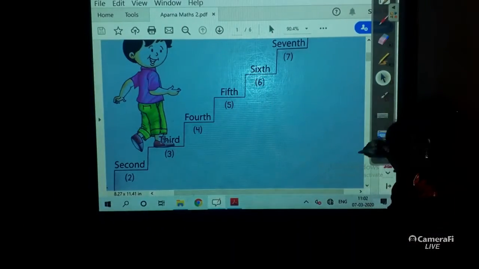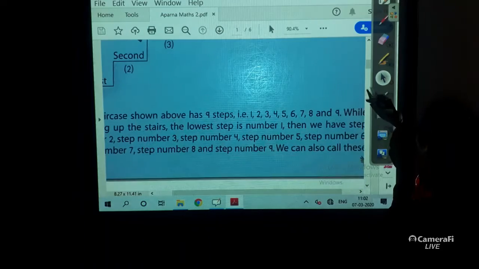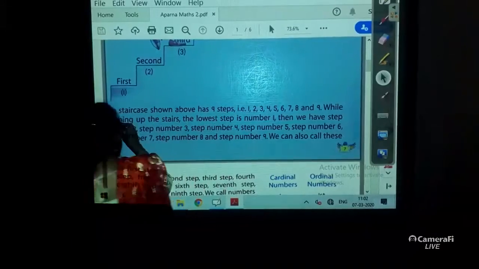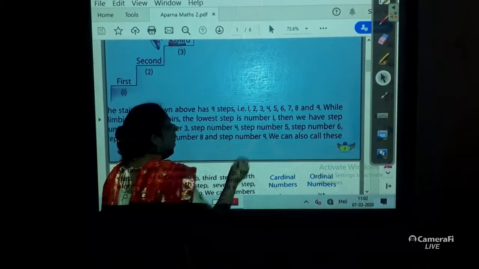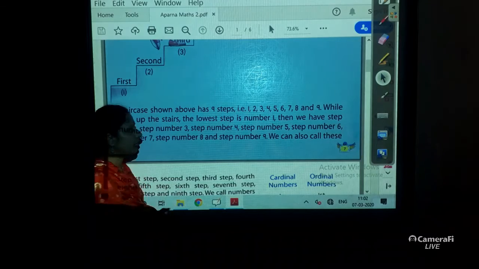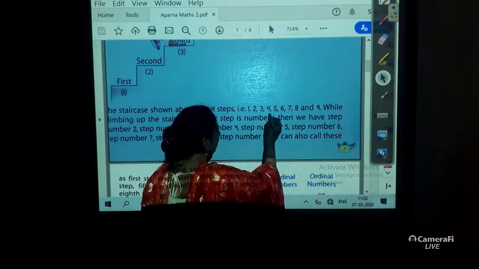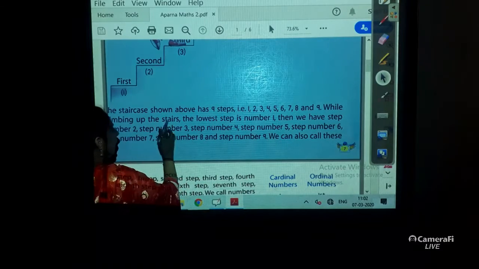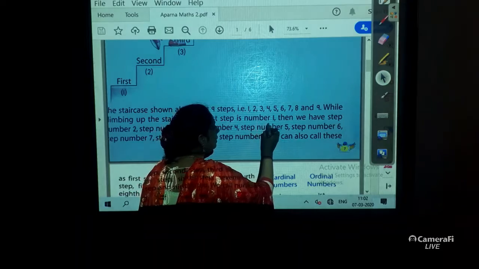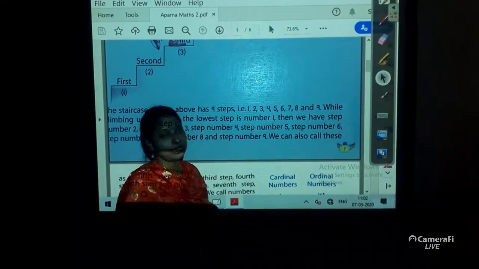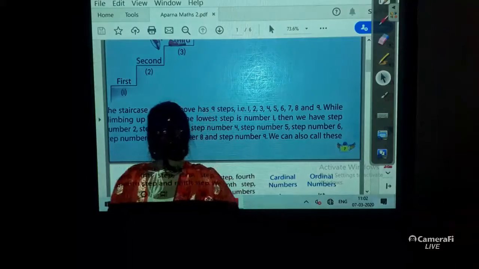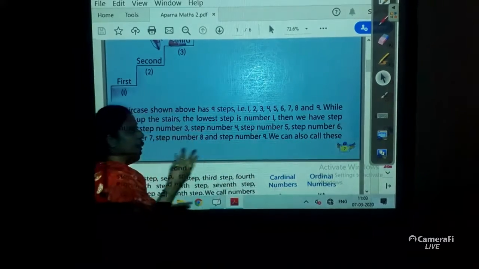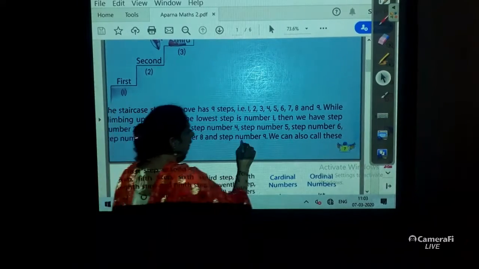Yes, going to the other one, just let me adjust it. See what is written over here? The staircase shown above has 9 steps. How many steps are there? 9 steps. So it is 1, 2, 3, 4, 5, 6, 7, 8 and 9. While climbing up the stairs, the lowest step is number 1. The first step was number 1. Then we have step number 2, then 3, then 4, then 5. Then we go to step number 9.